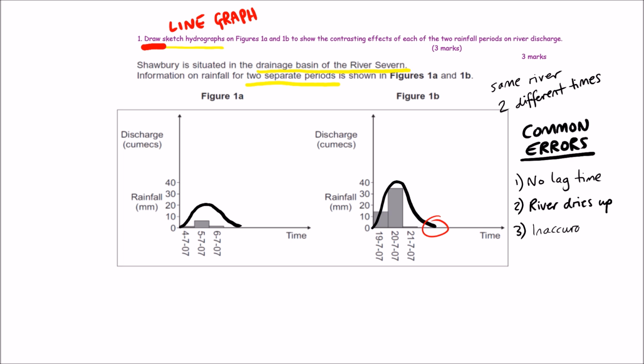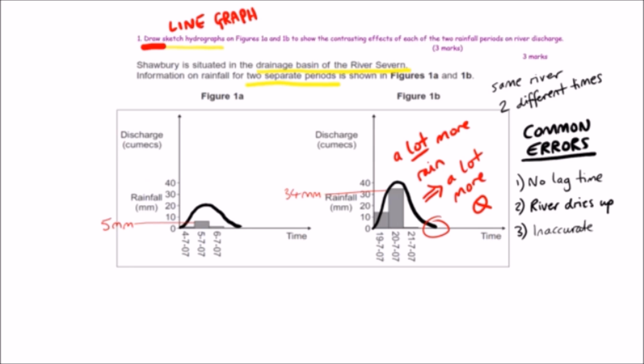Now, you can see in figure 1A, the peak rainfall is around 5mm compared to 34mm for figure 1B. So evidently there's a lot more rain in figure 1B. Therefore, there should be a lot more discharge in the river. Unlike in this sketch, where the second hydrograph isn't really that much bigger than the first.